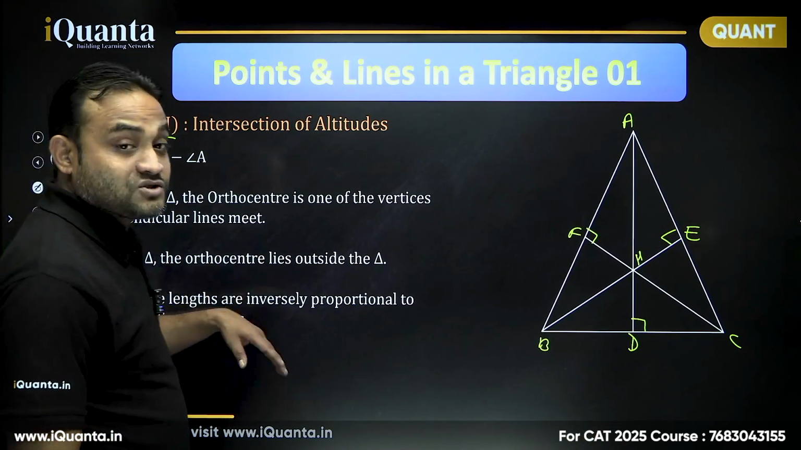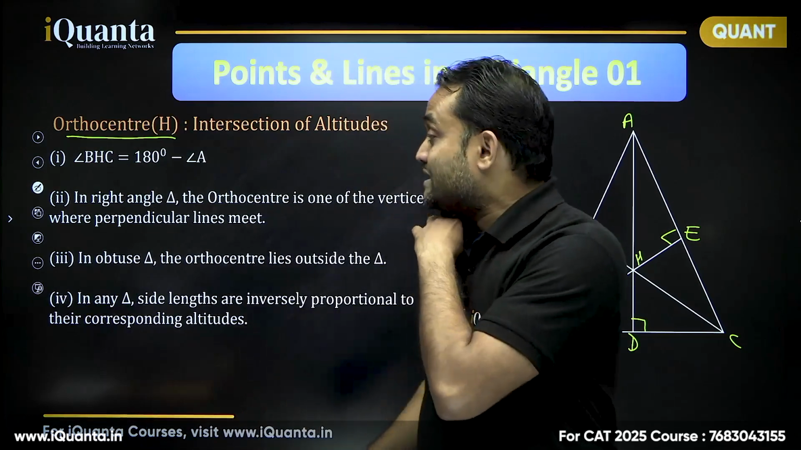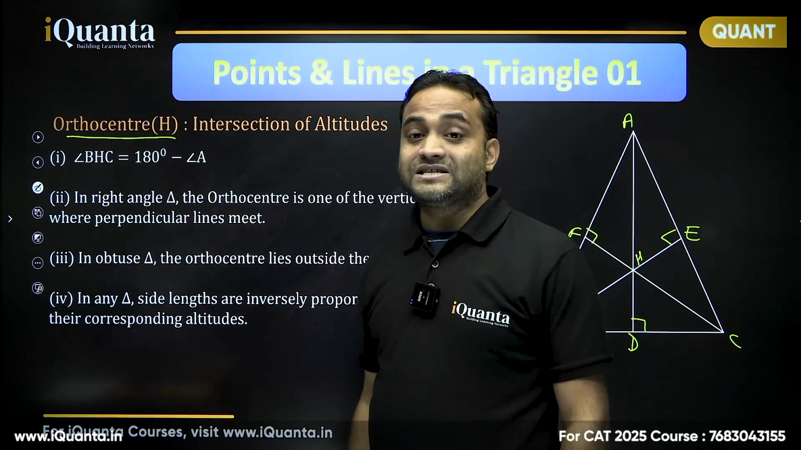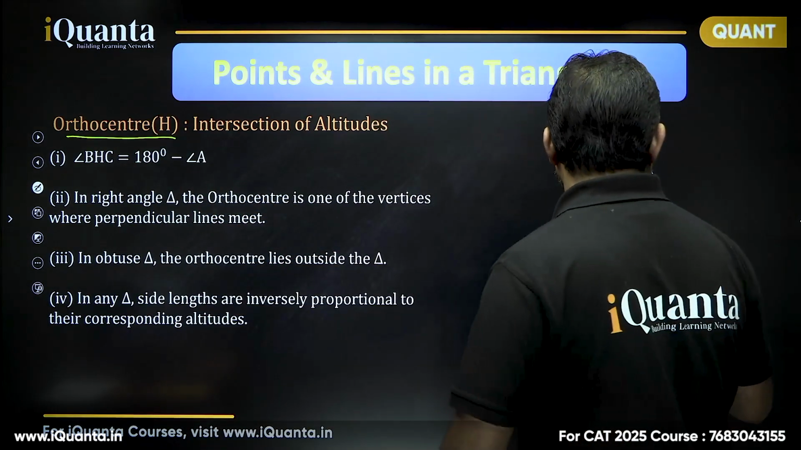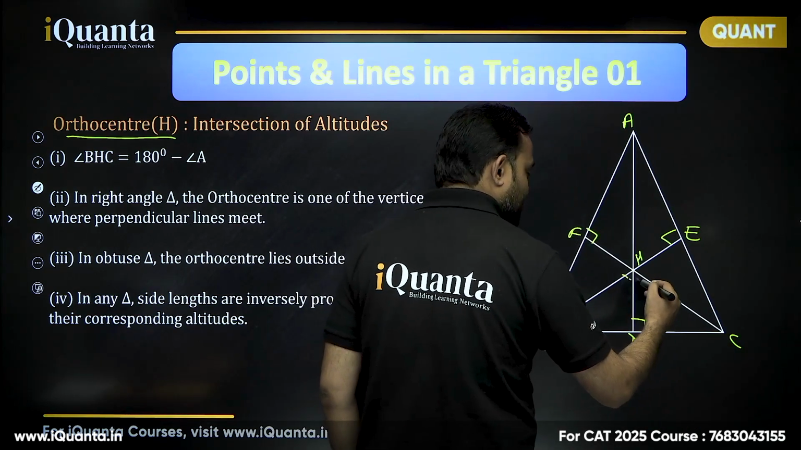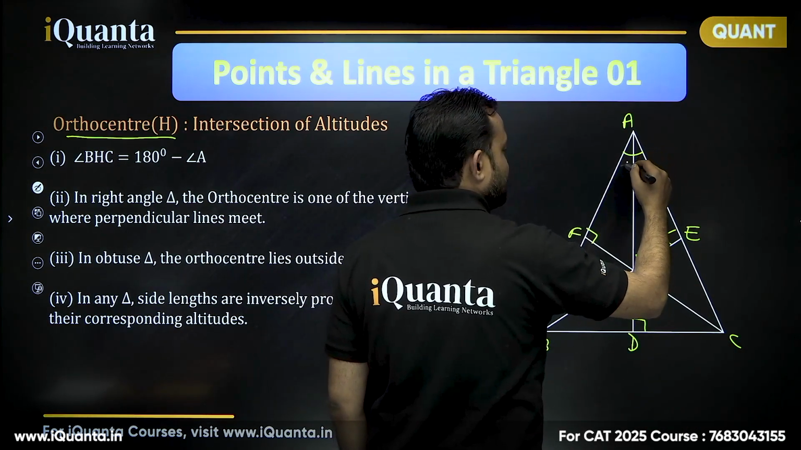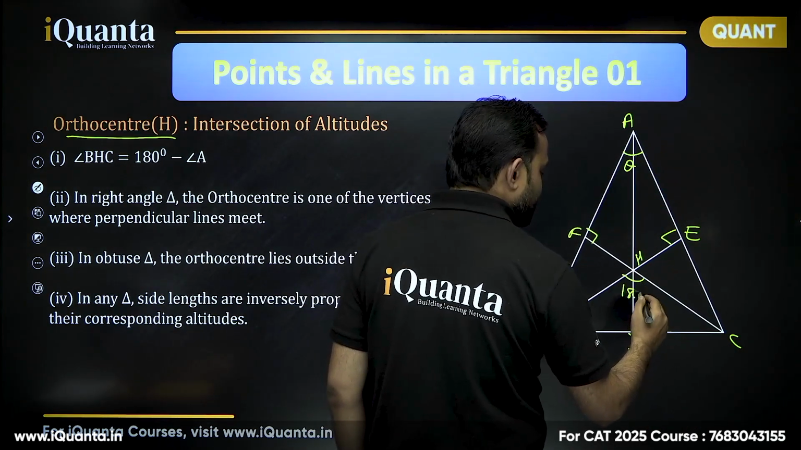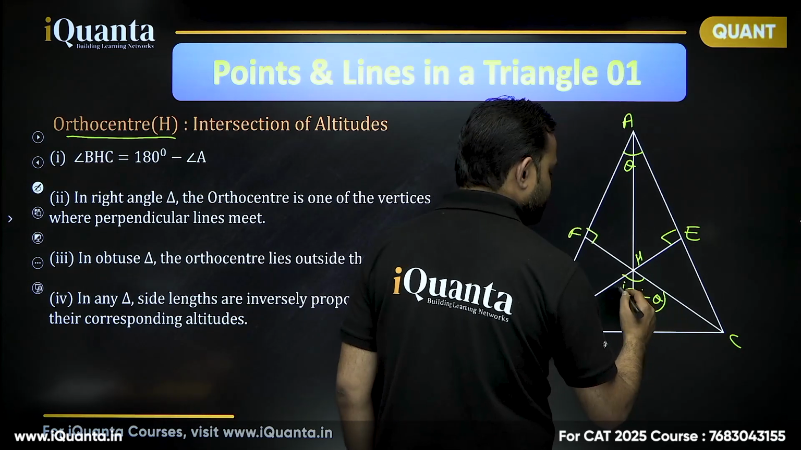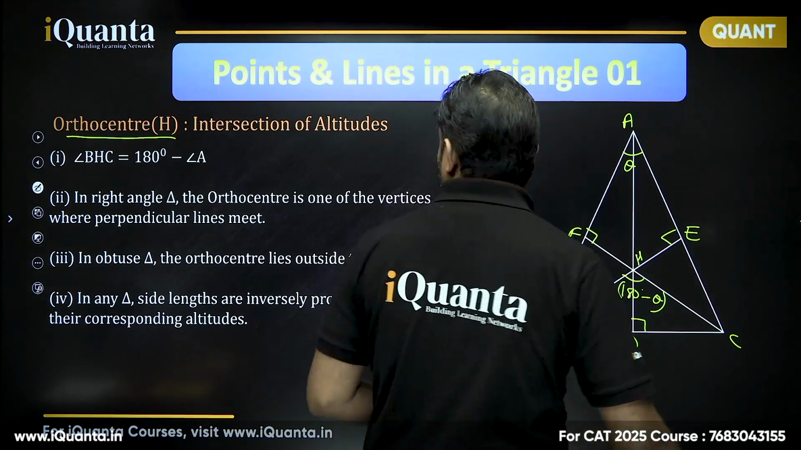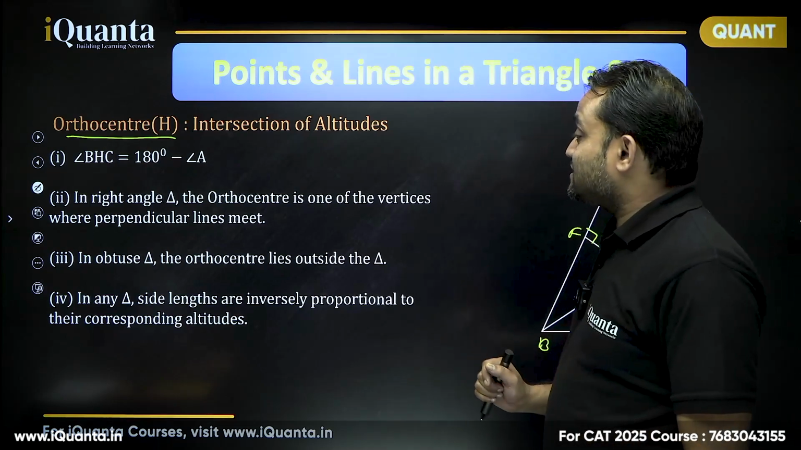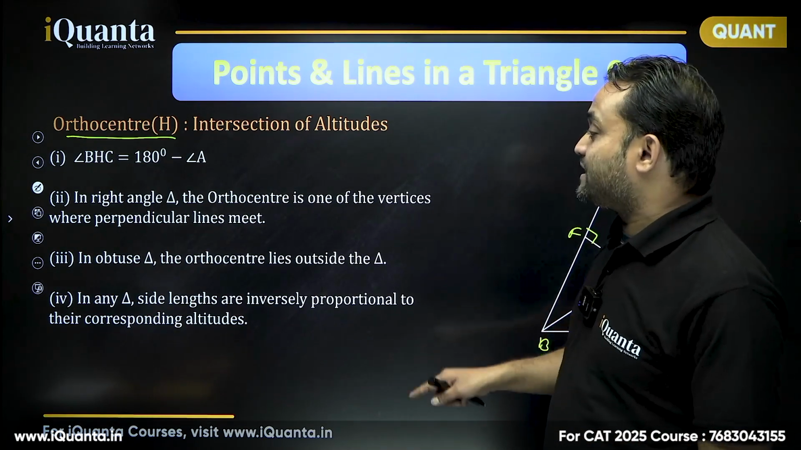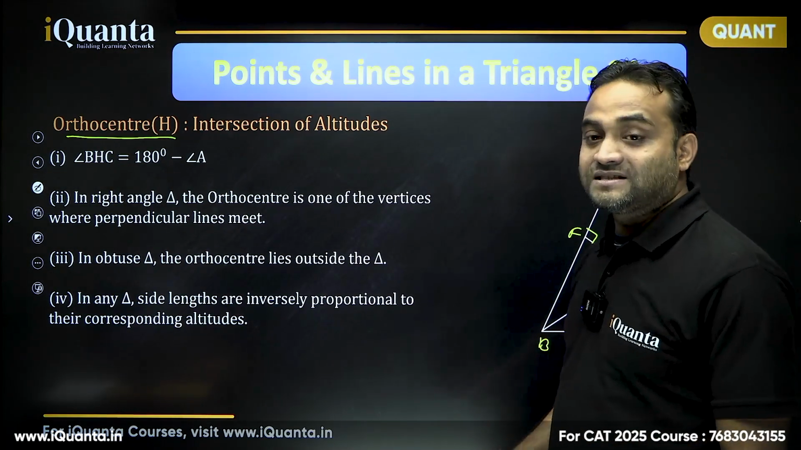Now, what else do we know about altitudes? So one thing, angle BHC is equal to 180 degree minus angle A. BHC, this angle. If this angle A is theta, this will be 180 degree minus theta. Okay. Next, in right angle triangle, the orthocenter is one of the vertices where perpendicular lines meet.